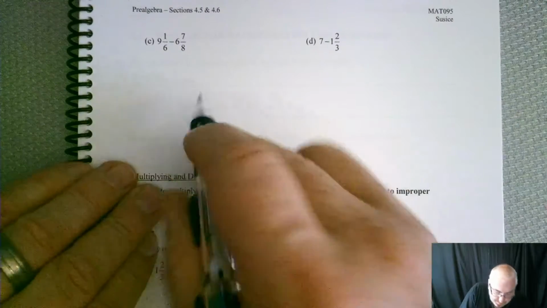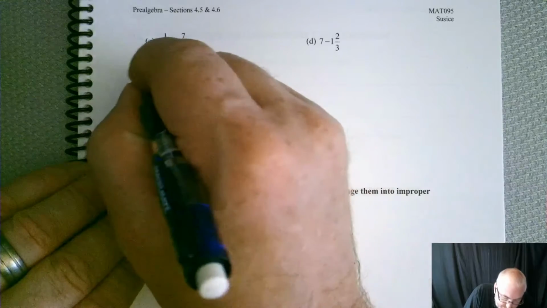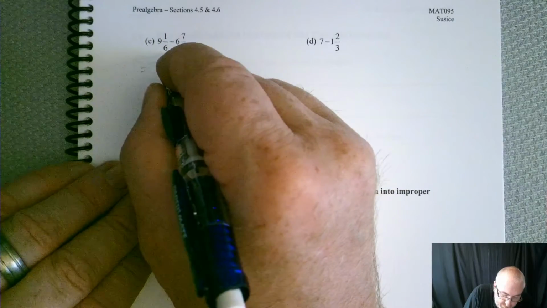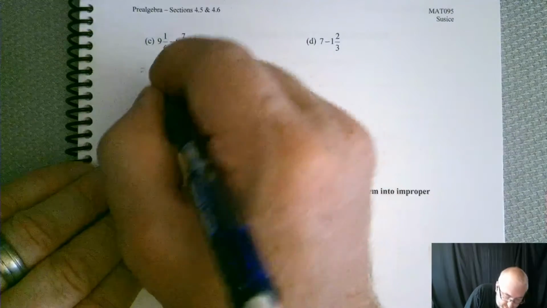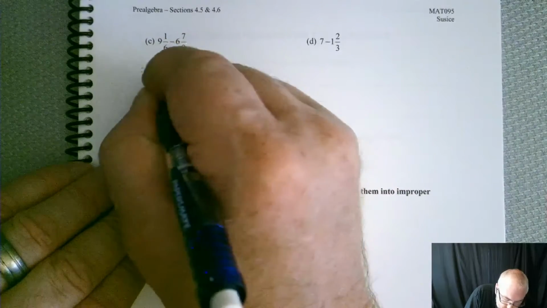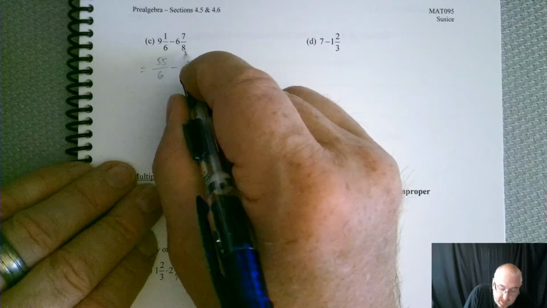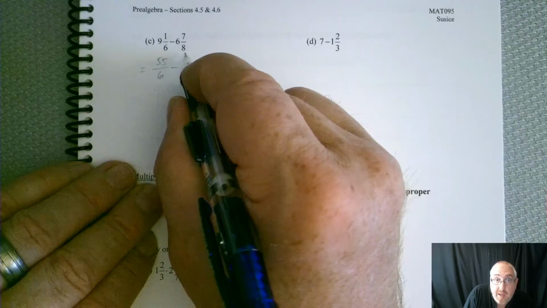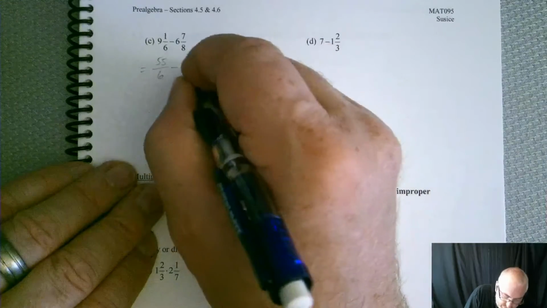Well, same as before, we got to change them to improper. So we have 9 times 6 is 54, plus 1 is 55. And 6 times 8 is 48, plus 7 is 55.